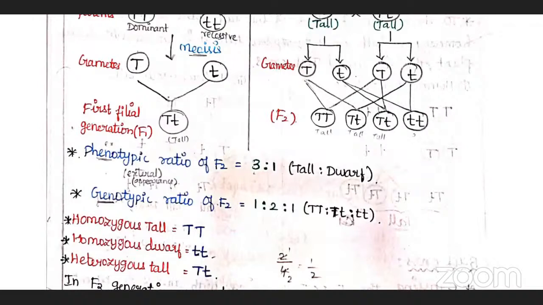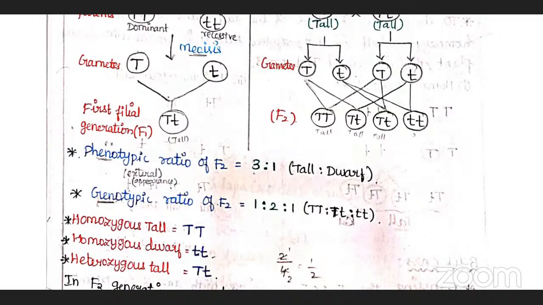Phenotype means morphological characters. Morphological means visible, for example, what a boy looks like, black or fair color, or height, tall or trough. If you are visualizing, we can easily say. So that is called visible characters. Simply we can say visible characters are called phenotypic characters. So while visualizing, 3 plants are tall, 1 plant is a trough. That is called the phenotypic ratio.